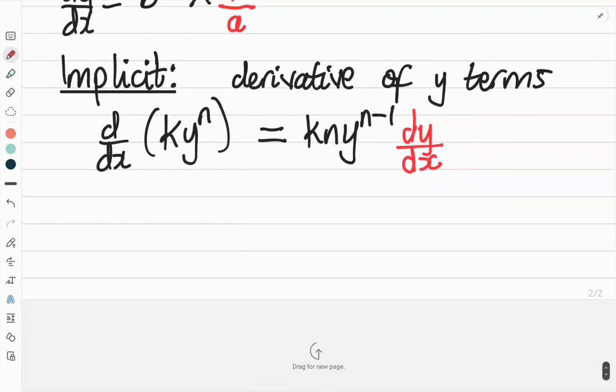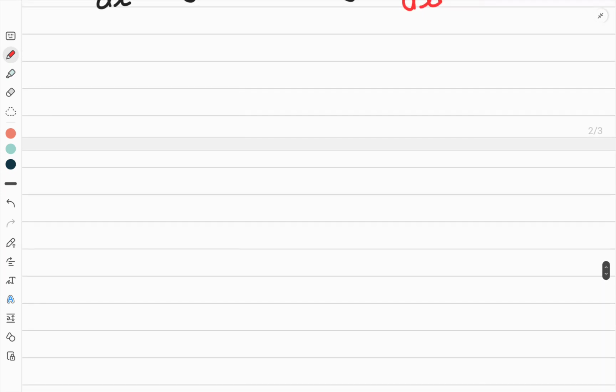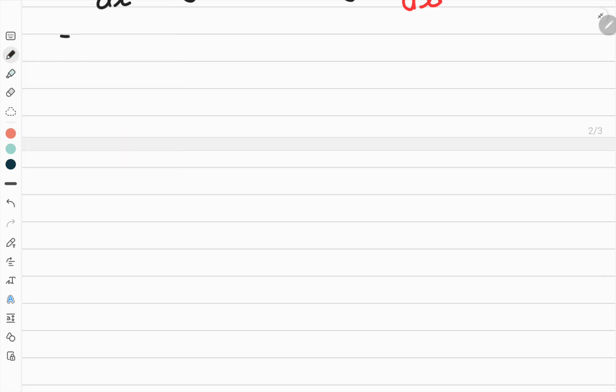Okay, so moving on, we are also going to talk about tangents as well. Tangents, we had them in differentiation 1. We are still going to have them in differentiation 2. So we are going to define tangents.